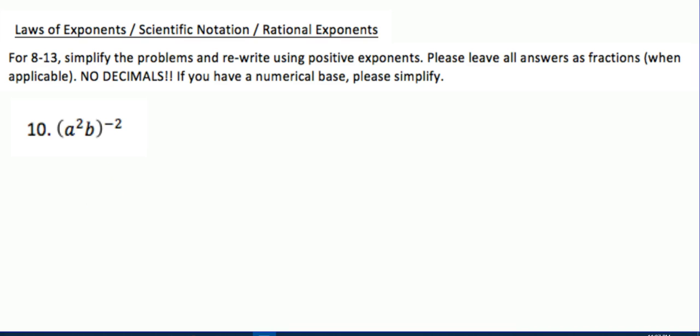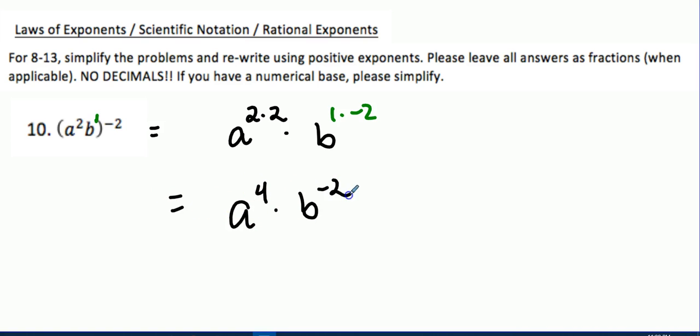Okay, this one. So same property that you applied in the last two problems. This is a power raised to a power. I am going to put a b to the first here, just because I want to make sure I have an exponent. So I'm going to do a to the 2 times 2, because when I have a power to a power, I multiply the exponents. And then times b to the 1 times -2. Okay, that's going to be equal to a to the 4th times b to the -2.